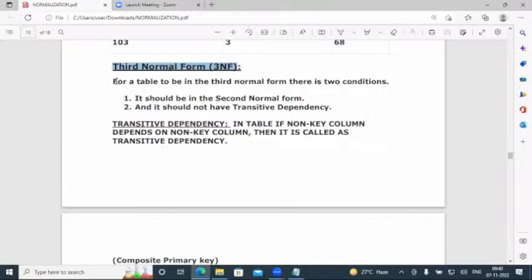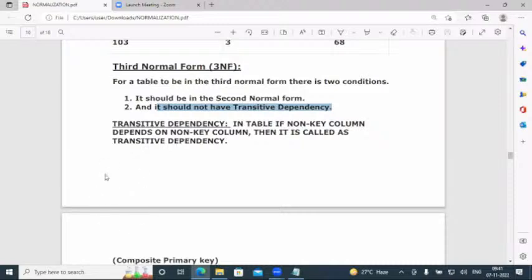Third normalization: how can you say my table is in the third normal form? Again, there are two conditions. One is it should be in the second normal form, and it should not have transitive dependencies. So what is the new technique? Transitive dependency is the new technique.